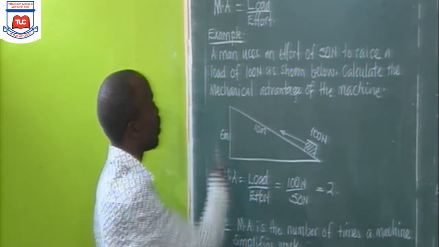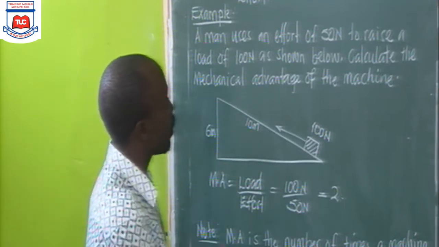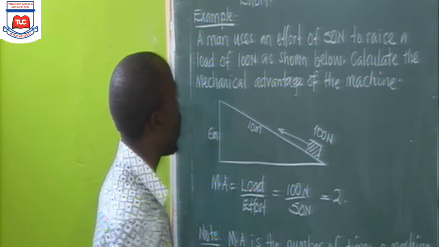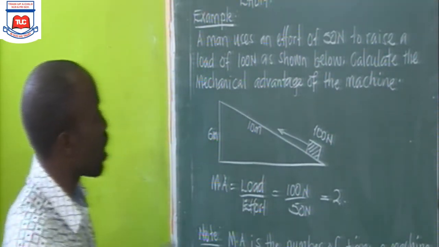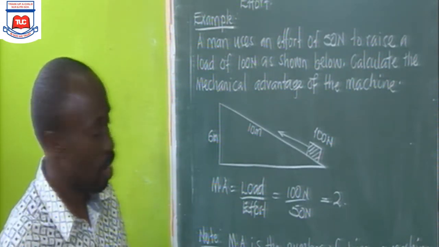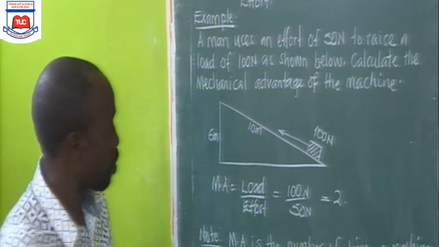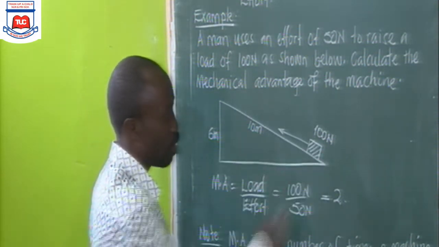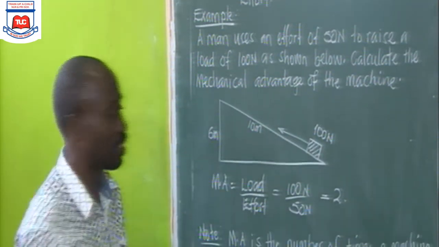Let's look at this first example. A man uses an effort of 50 newtons to raise a load of 100 newtons, as shown below. Okay? Calculate the mechanical advantage of the machine. In this case, you all remember very well we looked at an inclined plane. This is an example of an inclined plane. It has a slanting surface and it is raising an object through a certain distance, that is the height.